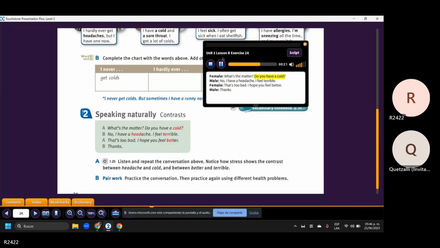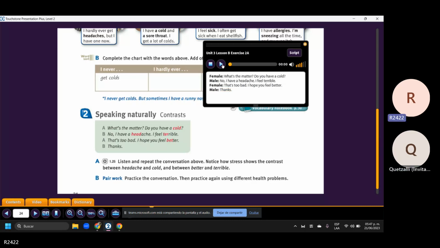Contrasts. A. Listen and repeat the conversation above. Notice how stress shows the contrast between headache and cold, and between better and terrible. What's the matter? Do you have a cold? No, I have a headache. I feel terrible. That's too bad. I hope you feel better. Thanks.